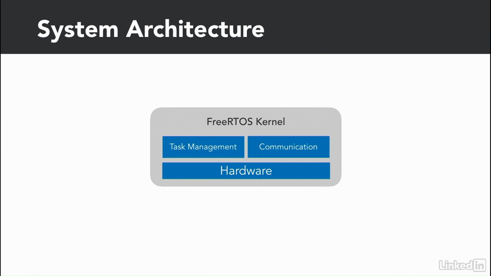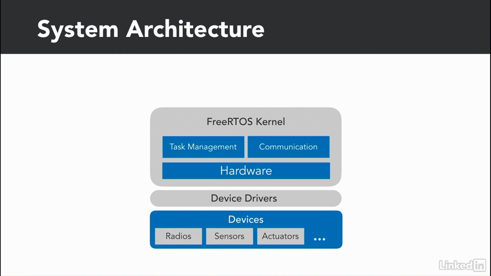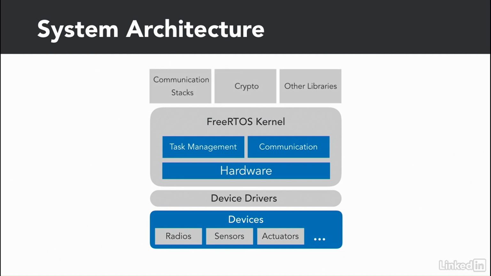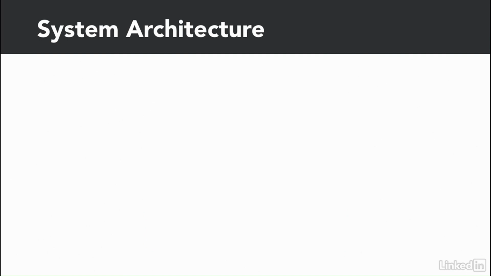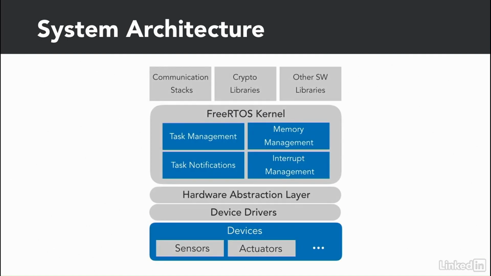With this architecture, we can add the hardware-dependent code and device drivers for various I/O devices and peripherals, such as radio interface modules, sensors, and actuators. We can also add additional software libraries on top of it, which are key to many of today's IoT systems, such as communication stacks for networking, crypto libraries for security, such as data encryption algorithms and libraries for secure data transfer. We can also add additional libraries as needed.